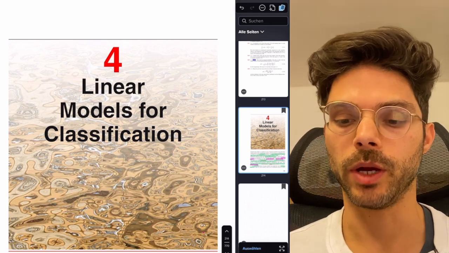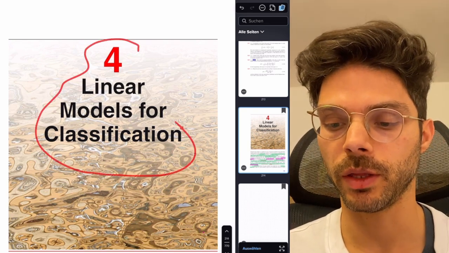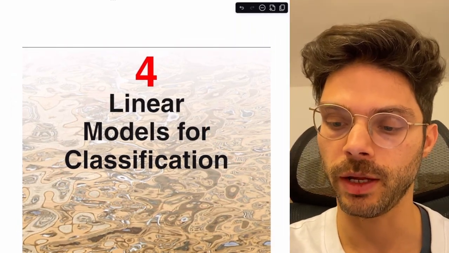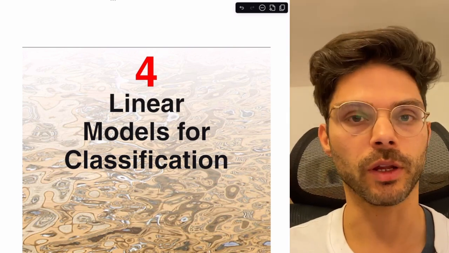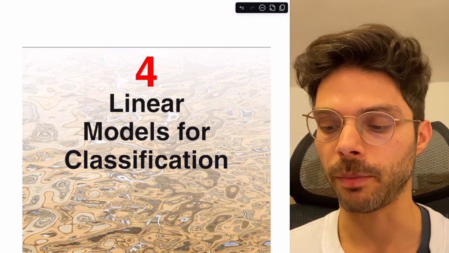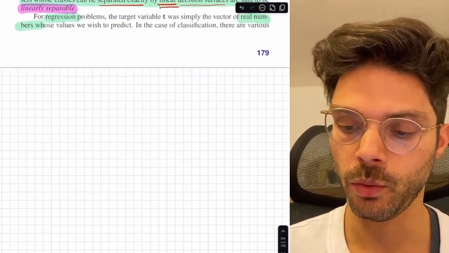Okay, folks, we are back, and so we've just finished covering this section, section 4, on linear models for classification, and I thought it'd be useful to just go through what we've covered, touch on some of the key points before moving on to the next chapter. Okay, so what were we talking about?